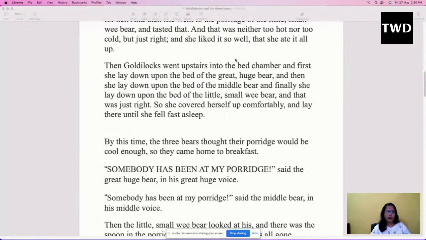Then Goldilocks went upstairs into the bedchamber, and first she lay down upon the bed of the great huge bear. And then she lay down upon the bed of the middle bear, and finally she lay down upon the bed of the little small wee bear. And that was just right. So she covered herself up comfortably and lay there until she fell fast asleep.